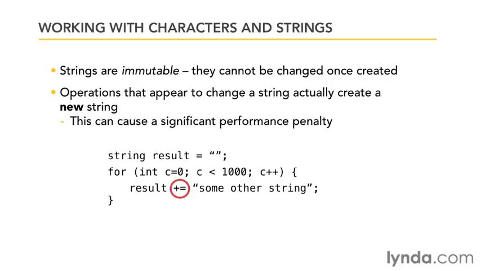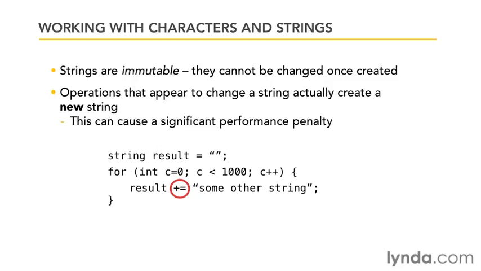Even though that plus equals appears to be modifying the string, what's really happening is each time this loop executes, a new string is being created that holds the temporary results of concatenating the string on the end, and then that new string is assigned to the result variable, and then the old string that used to be there is simply discarded. Now, if you do this a lot in your programs, you're going to hit a pretty significant performance penalty.